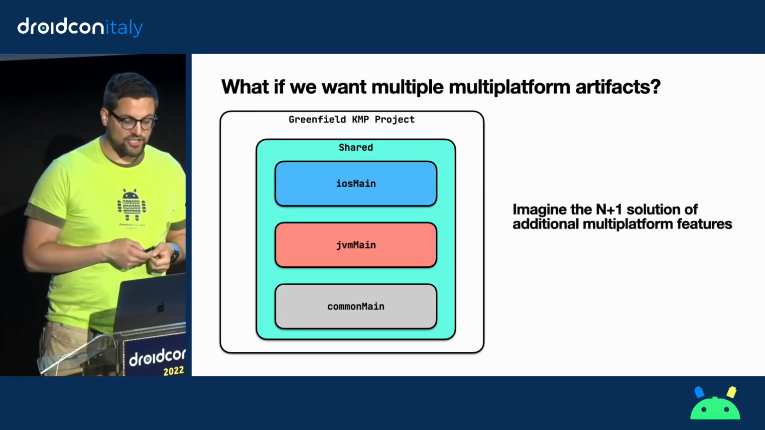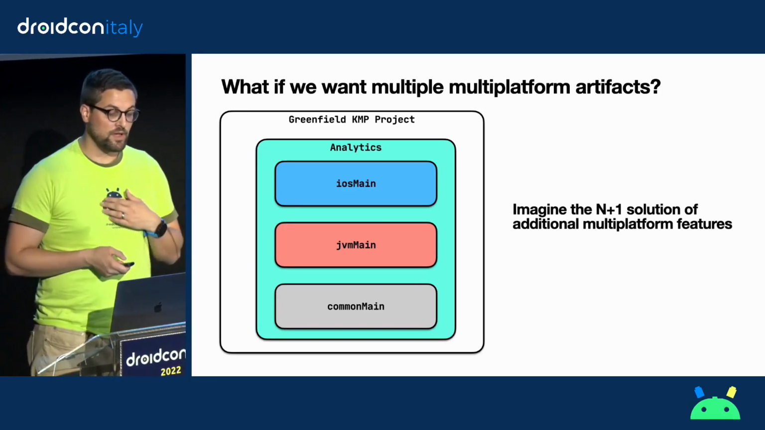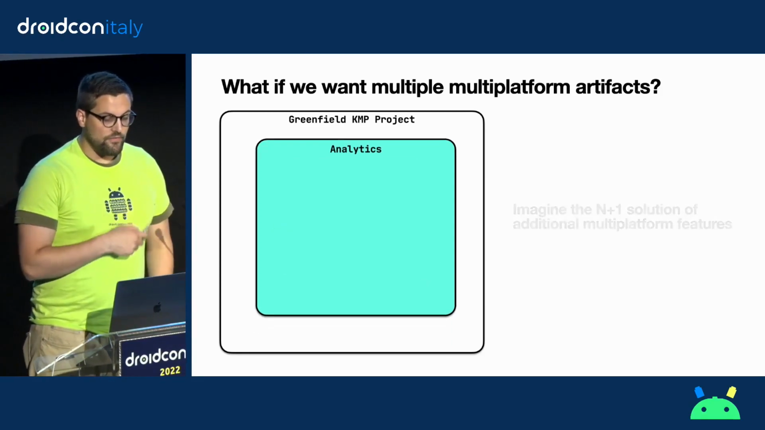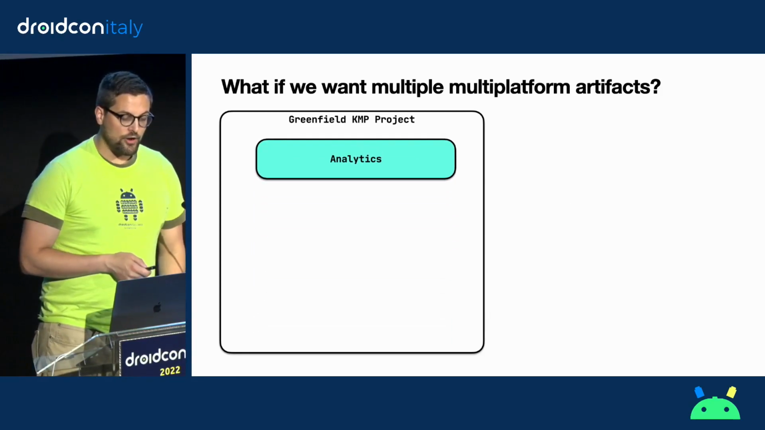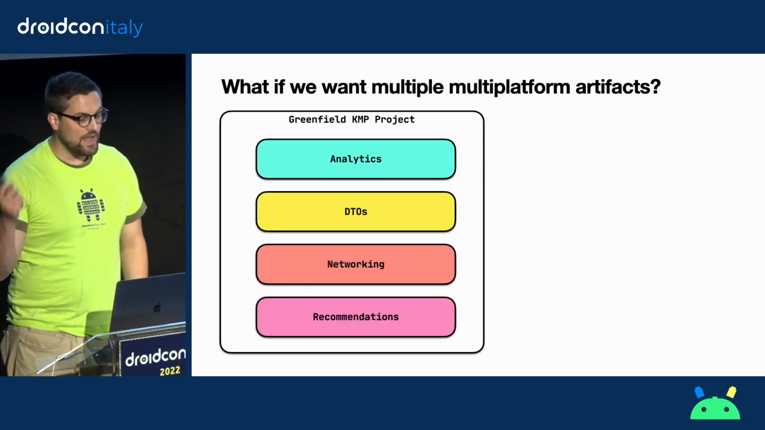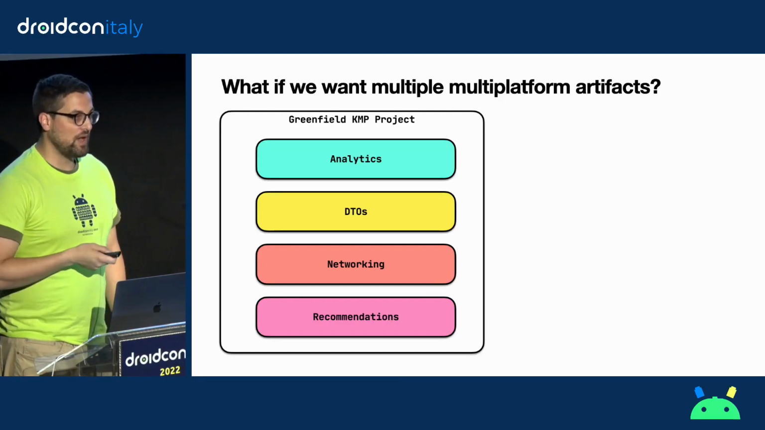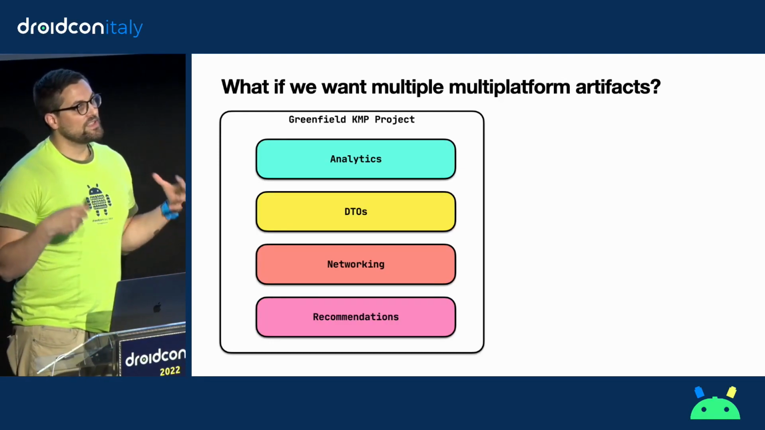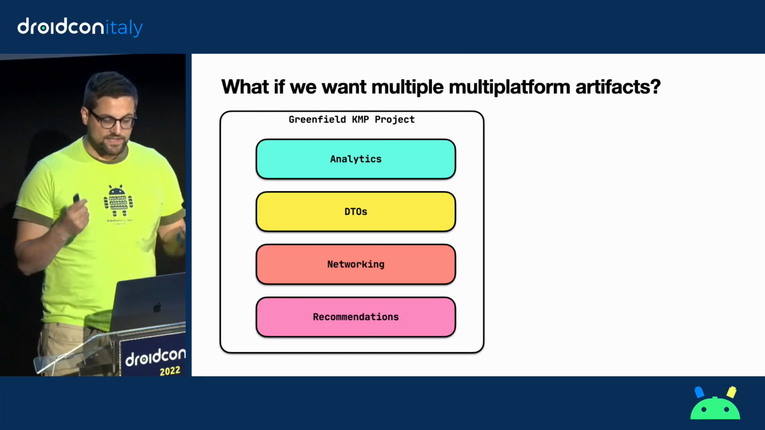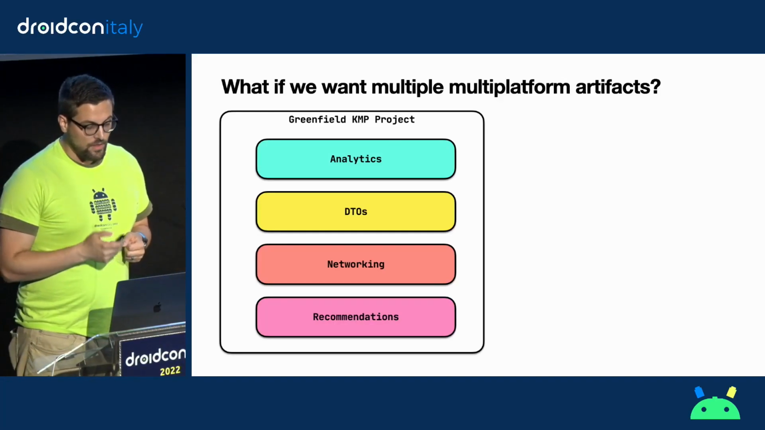And so we imagined ourselves actually replacing shared with something more specific. What if this was specifically called analytics? And then what if it goes well, and not only do we have analytics, but we have other things like DTOs, networking, recommendations, deep linking, more and more features possibly. We didn't like the idea of putting this all into one project, separation of concerns, all that kind of stuff. We wanted these to be able to live a little bit more independently of one another.